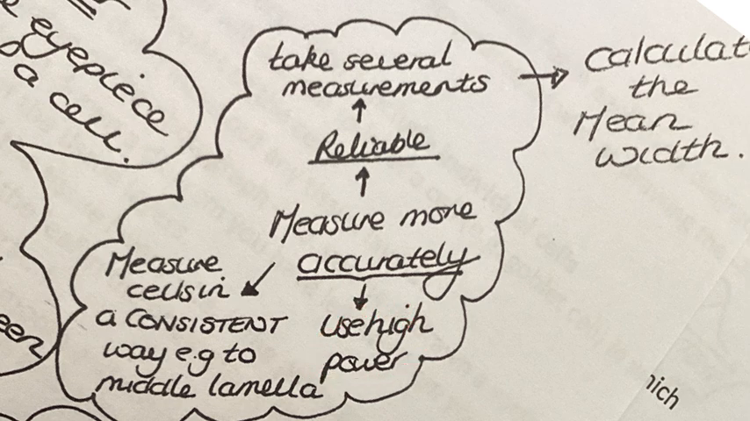The other thing that you have to do whenever you're measuring cells and comparing cells is that you measure them in a consistent way. For example, if you were measuring the width of a plant cell, you would measure from middle lamella to middle lamella, but every plant cell should be measured in exactly the same way, and that makes your measurements consistent.